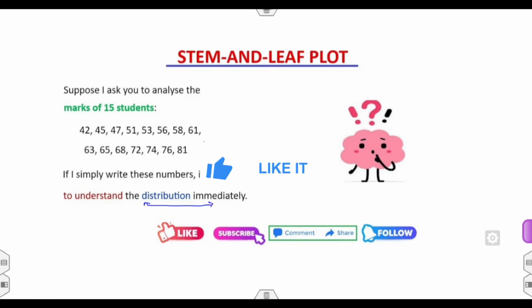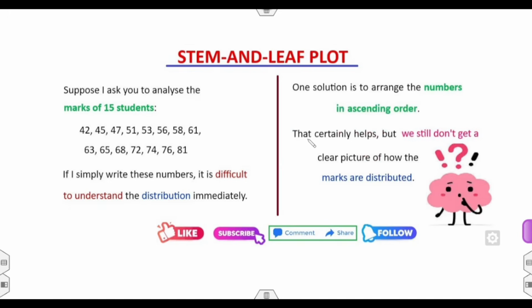So what we can do, another way is we can arrange the data in ascending or descending order. Choice is on your side. And then we can see their behavior. But again, it is not an easy target. That will definitely help us, but still we do not get any clear picture about how the marks are distributed. Then what should we do?